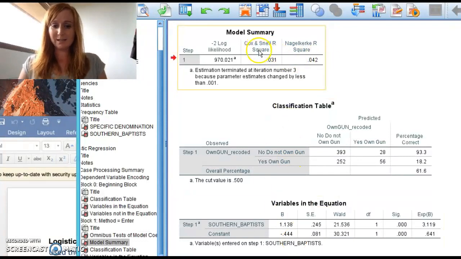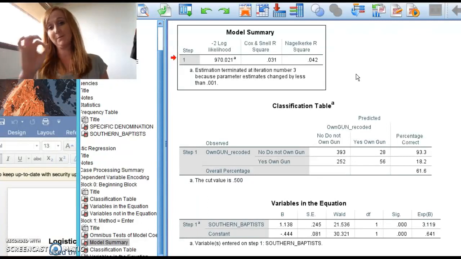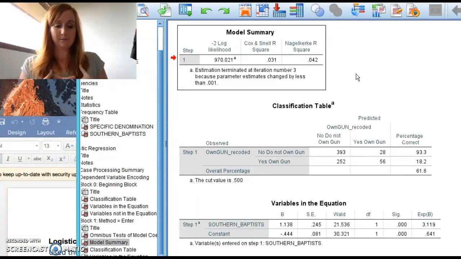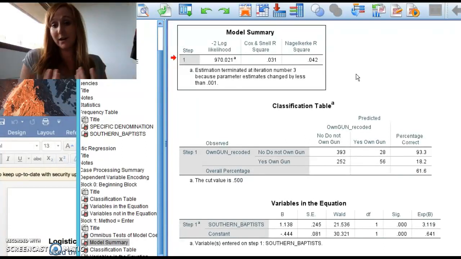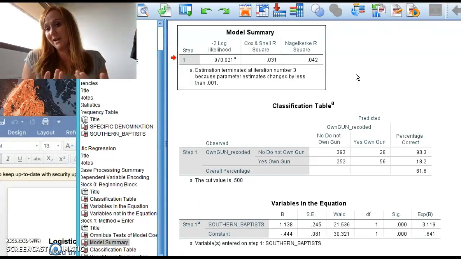So here's the Cox and Snell. Here's the Nagelkerke. You can interpret this in a similar way to R-squared. You actually cannot mathematically calculate an R-squared, or what we call how much variance can be explained, because you don't have a lot of variance to work with in logistic. You only have 2 possible answers. I own a gun, I don't. So this is an approximation of the variance. That's why we call it a pseudo R-squared. So it says how well this variable does at describing your chances of owning a gun.